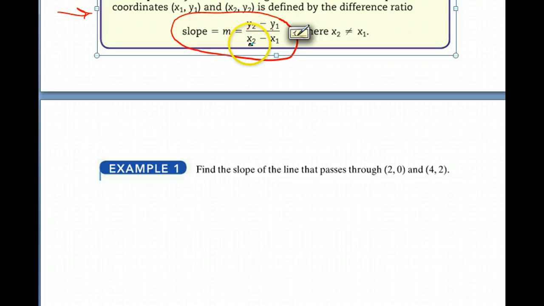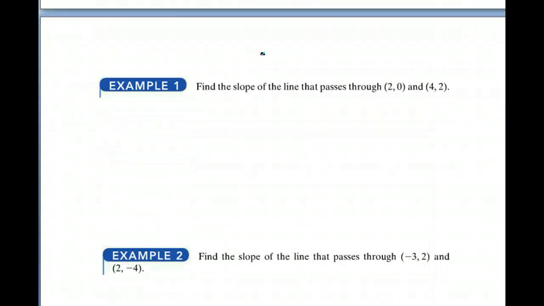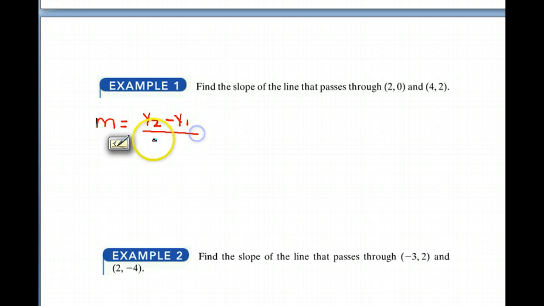The x coordinate for the second ordered pair comes first, and the x coordinate for the first ordered pair comes second. Now, as I mentioned, it's not as important to say which one's first and which one's second as it is to make sure that you're drawing from the correct ordered pair. Okay, I'll explain what I mean. I'm just going to rewrite my formula, because that's good practice to make sure that we have the formula in front of us.